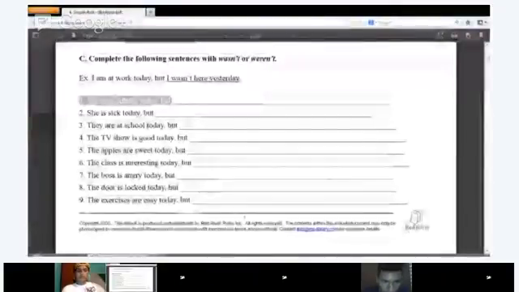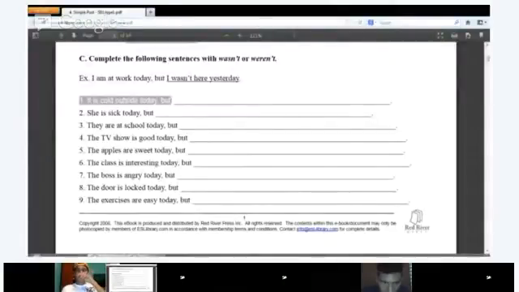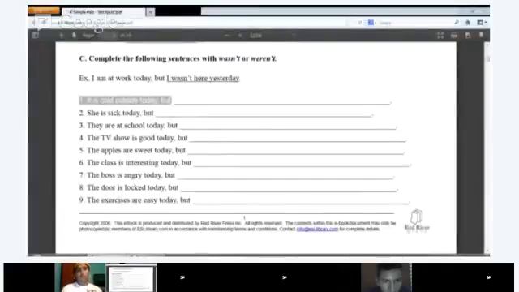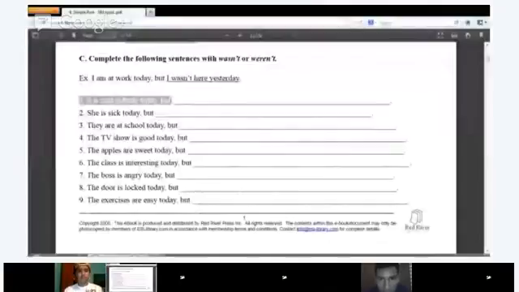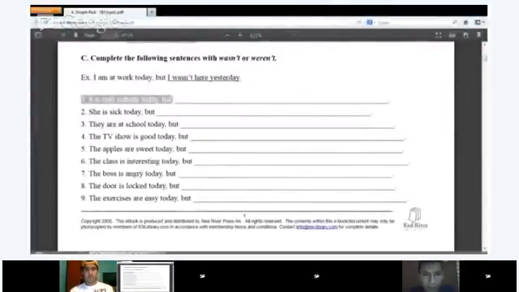Hugo. Okay. The boss is angry today, but... it's... but... Okay, so discúlpame, en este caso tengo que repetir el jefe, no puedo usar it. No se puede usar it, pero sí se puede usar he. But he wasn't angry yesterday. Yeah, nice job. But he wasn't angry yesterday. Okay, so in that sense, you would use the pronoun he, and the word he would replace the boss, right?